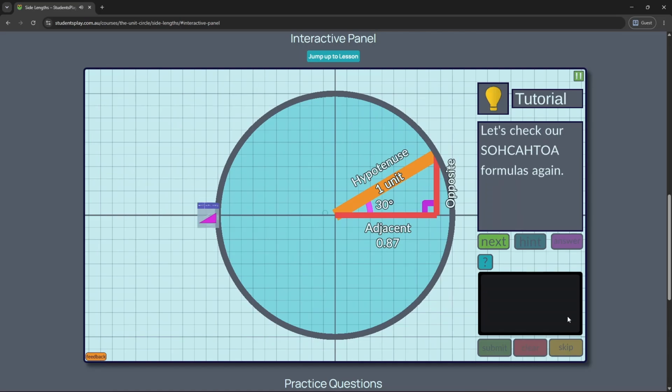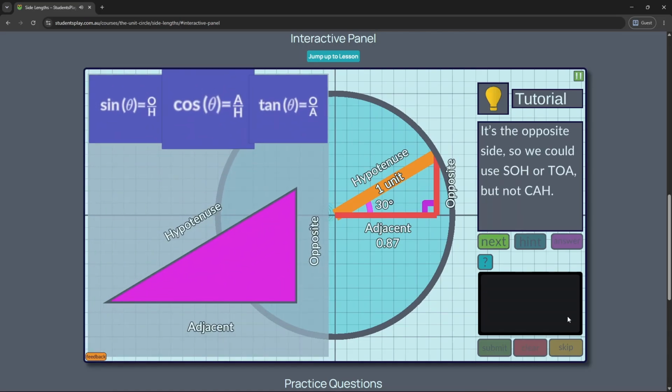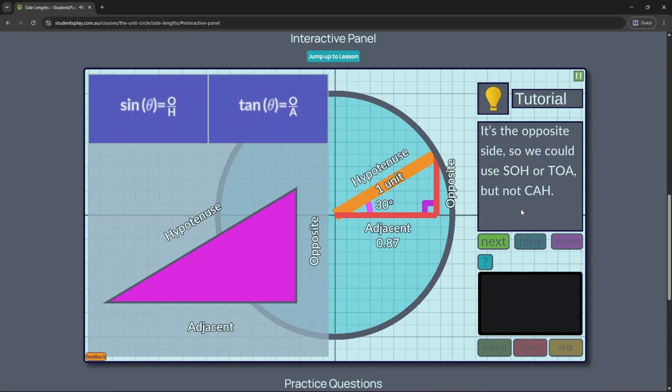Let's check our SOHCAHTOA formulas again. It's the opposite side, so we could use SOH or TOA, but not CAH. CAH has A and H, but we want to have an O involved, so we can't use CAH. We just worked out the length of the adjacent side, so we could use that. But in the unit circle, the hypotenuse is always 1, which is a very easy number to work with. So we could use TOA, right? Because we know the angle theta is 30, and we know the opposite length. Well, we don't know that, but we want to know it, so that's good.